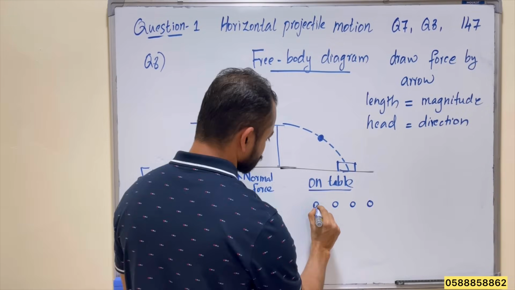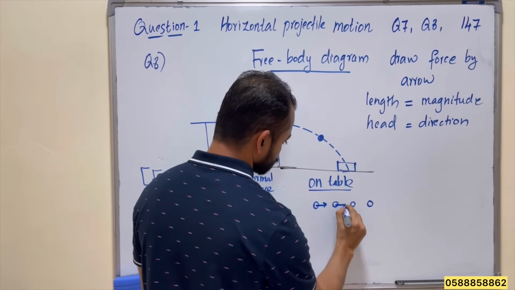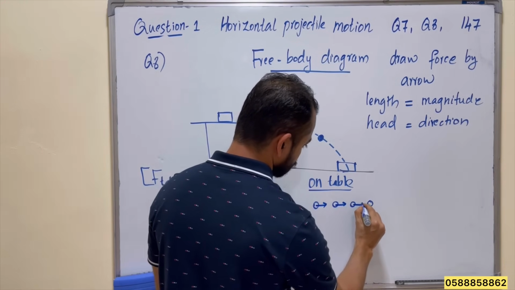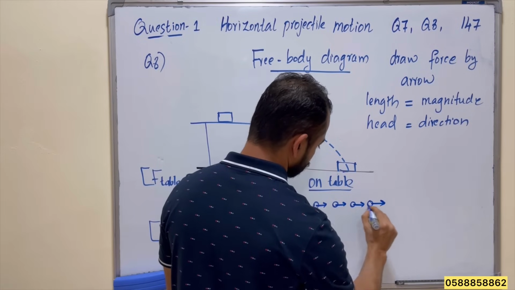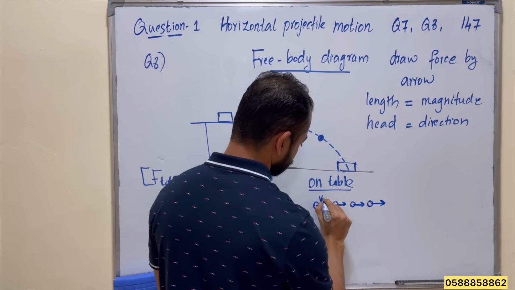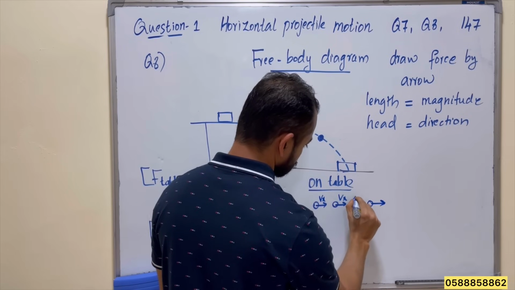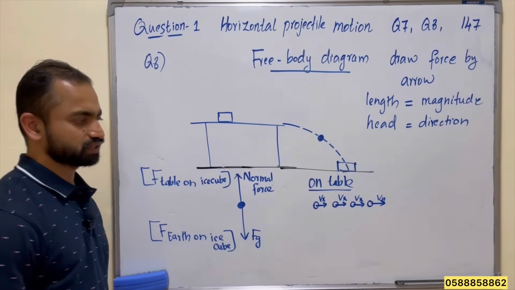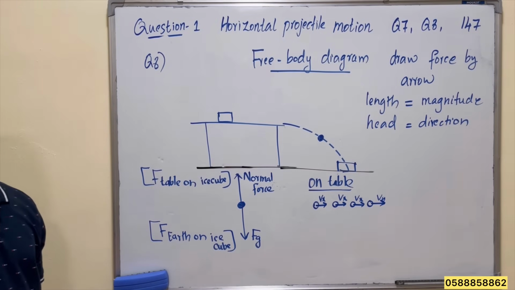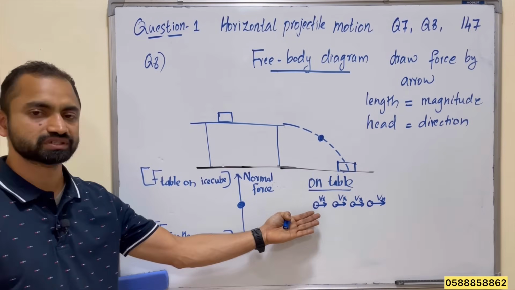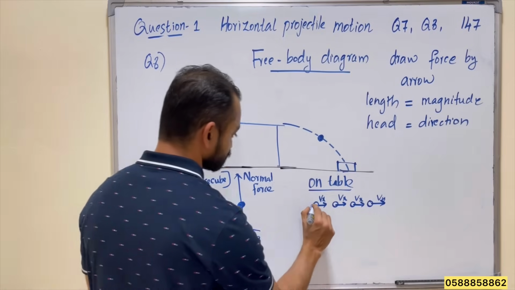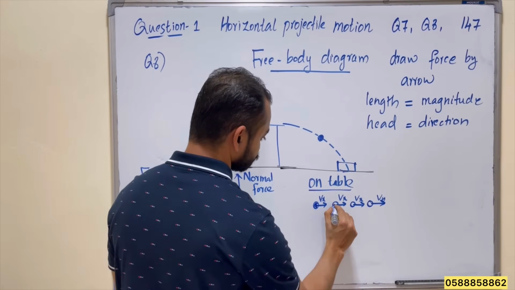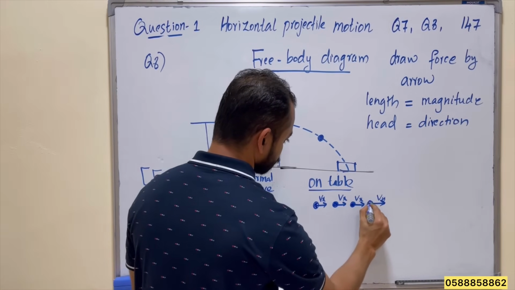Now we will draw the velocity, only in the horizontal direction. Constant velocity, Vx. The length is the same. What does this dot represent? The dot represents the system, the ice cube.